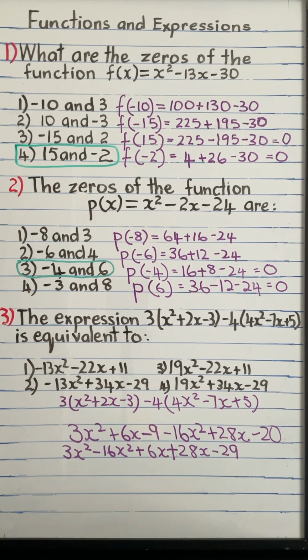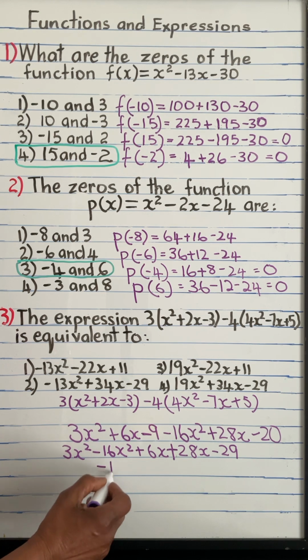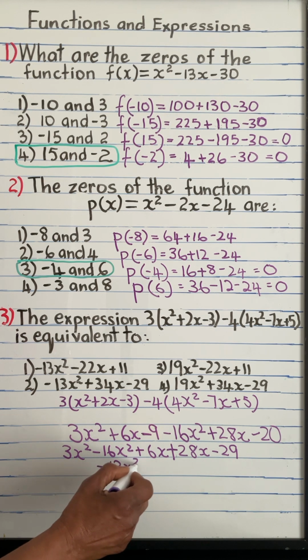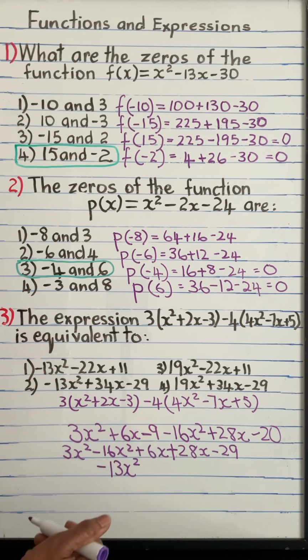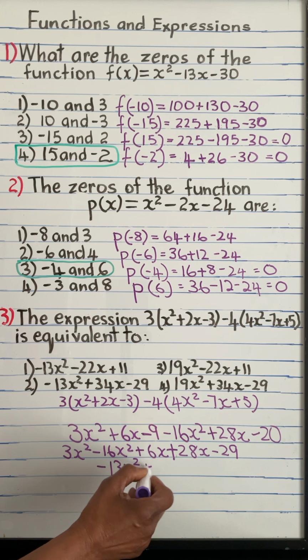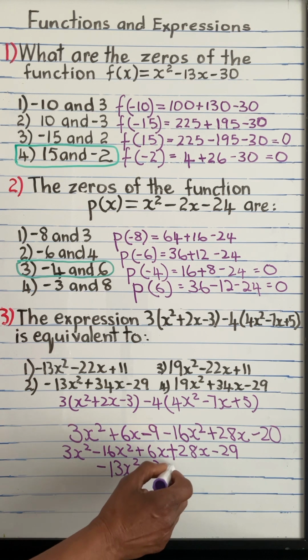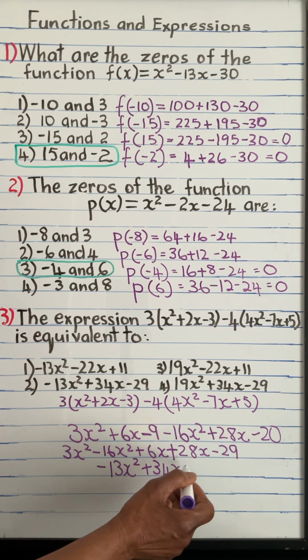Let's continue to further simplify. 3x squared minus 16x squared is equal to negative 13x squared. Positive 6x and positive 28x is equal to positive 34x. Minus 29.